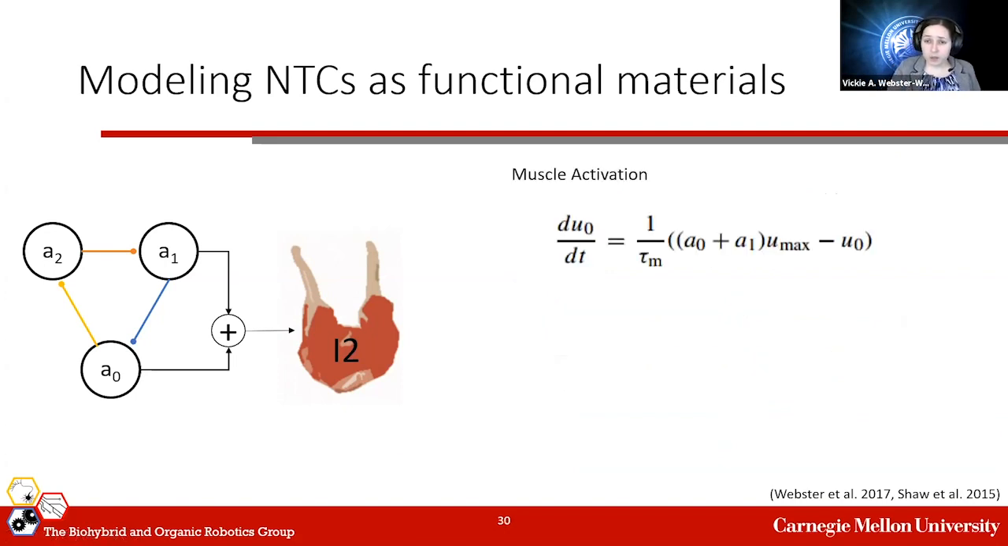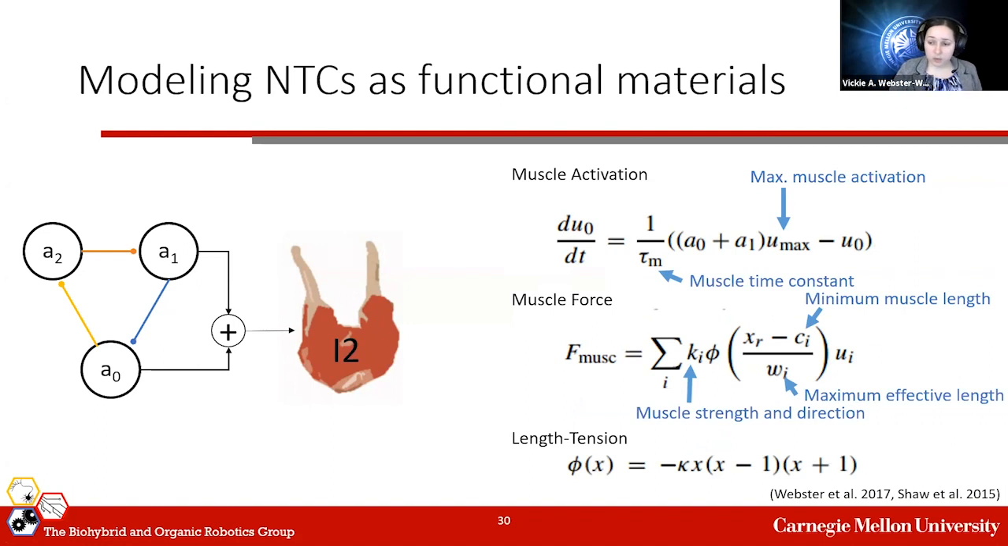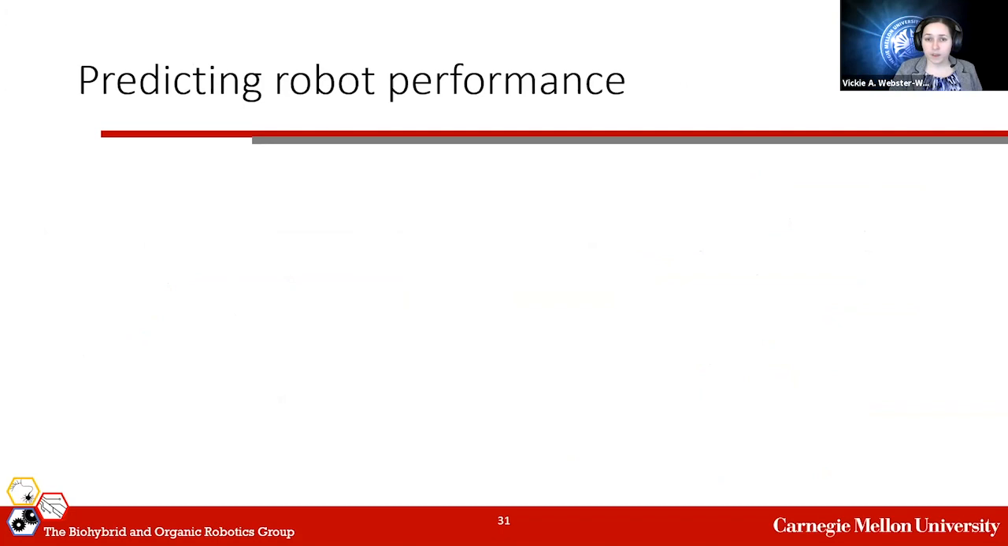The I2 muscle model was based on a Hill-type muscle model where activation of the muscle is dependent on the activity of nodes A1 and A0, a time constant, and a max muscle activation. And then the muscle force itself is based on a strength and direction of the muscle, the minimum muscle length and maximum effective muscle length, and the length-tension relationship for the muscle. And for the I2 muscle in particular, many of these parameters had been previously fit through the neuroscience literature. And we're able to use this model to predict robot performance.